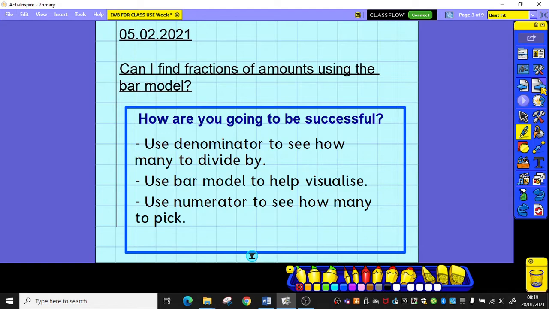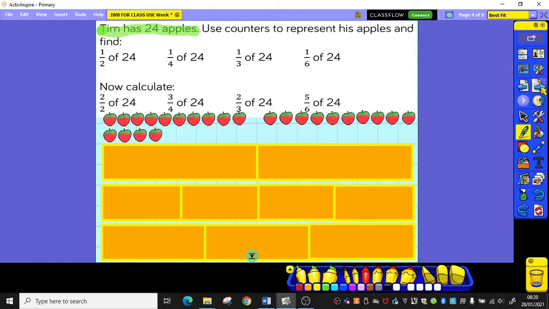It's going to be very important to be successful that we are looking at the denominator to tell us what we're dividing into. Are we dividing into 5 groups because it's fifths? Are we dividing into 8 groups because it's eighths? We're going to use the bar model to help us visualize, and then the numerator, the number at the top of the fraction, will be telling us, is it 3/5? Is it 4/5? And so on. So let's just have a look at our first problem.